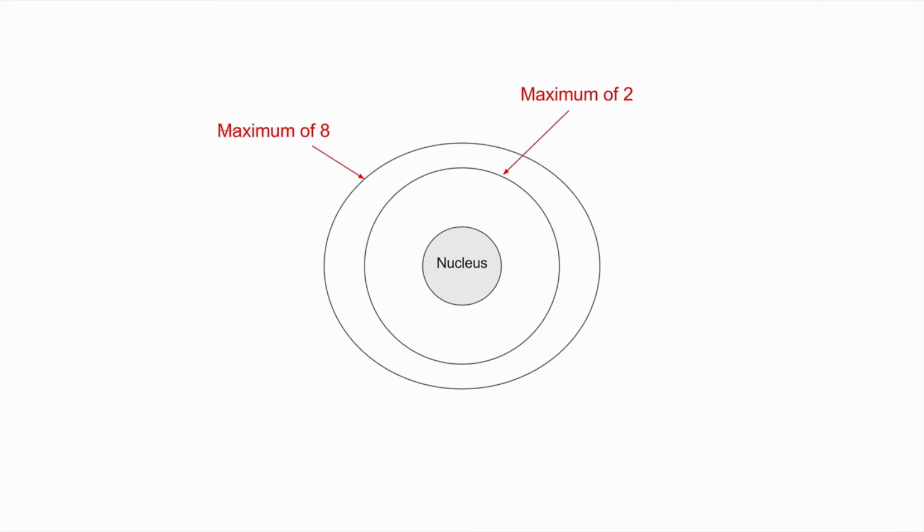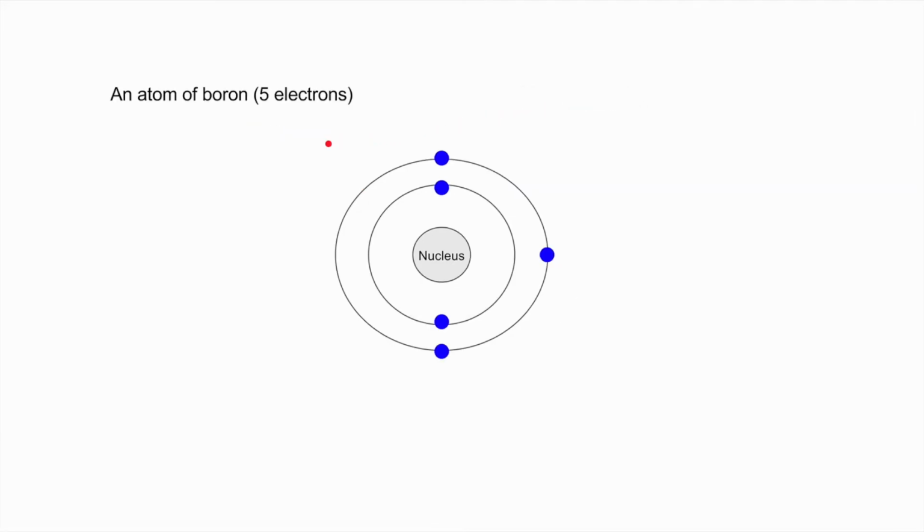So let's look at an example. Here we see an atom of boron, which has 5 electrons. So the first ring, again, has a maximum of 2. 1, 2. We have 3 left to go, so the outside ring has 3, which is within the limit of 8 electrons. 2 on the inside, 3 on the outside.